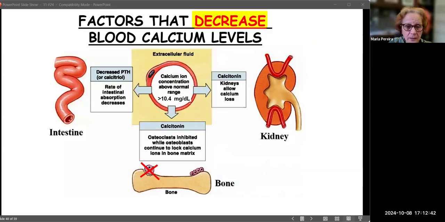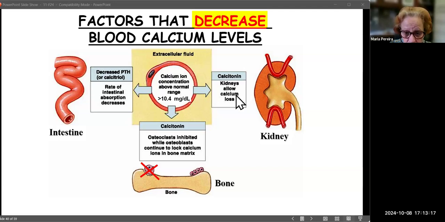Okay, so in the last few minutes, I want to review all of this that I said, which is a little bit confusing when you first encounter all these mechanisms. So let's say now that you have high levels of calcium. So we're talking about hypercalcemia, so that the concentration of calcium in the blood is above 10.4 milligrams per deciliter. So the thyroid will release calcitonin.